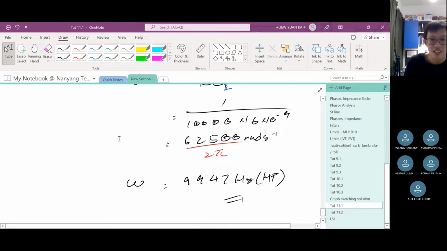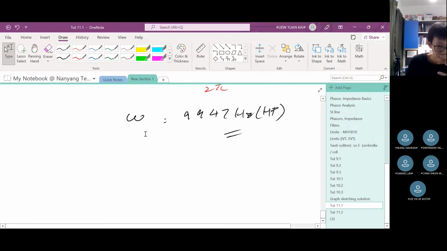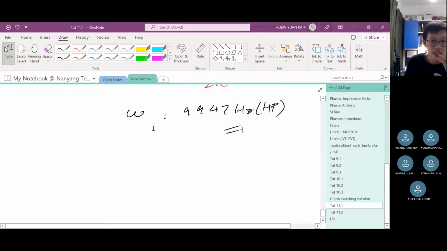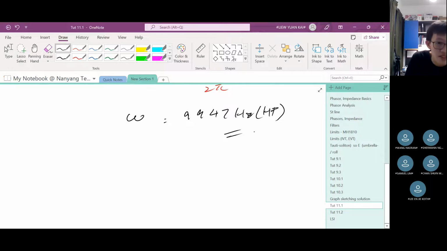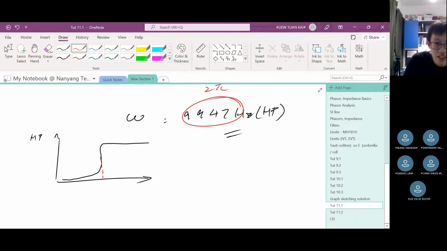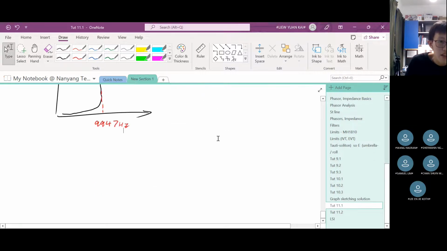So let us plot a Bode plot of each filter. Let us start with the high pass filter. Let's forget about gain right now. Let's just do it like this, and we know that the cutoff frequency is 9947 hertz. So label this as 9947 hertz.